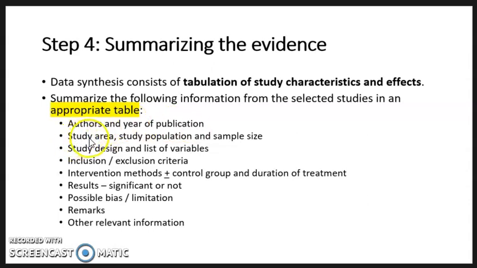And it's good to have the study area, study population, and sample size mentioned in your summary table. And this is the example from your senior. So she put it in different columns for the different items that she wants to present, and the different studies in the different rows.